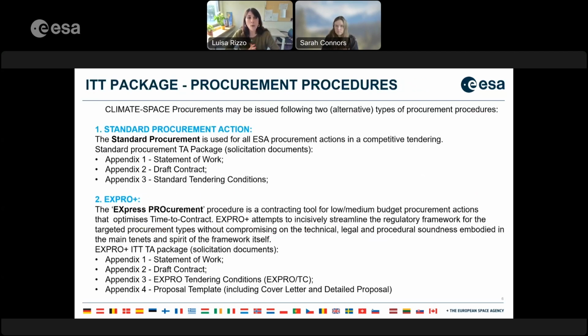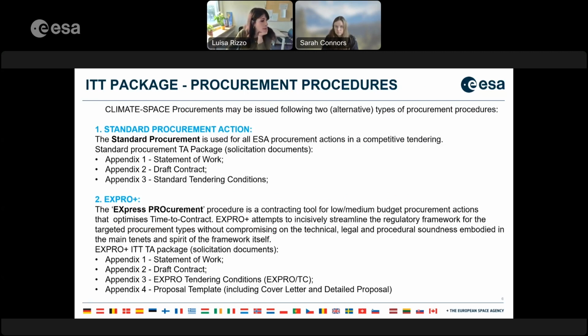Talking about contracts now, we will see what an ITT package actually is. We often refer to an ITT package. When ESA publishes an ITT, the publication itself contains a set of documentation that provides the bidders with all the requested information, both on the technical and the administrative and contractual sides.